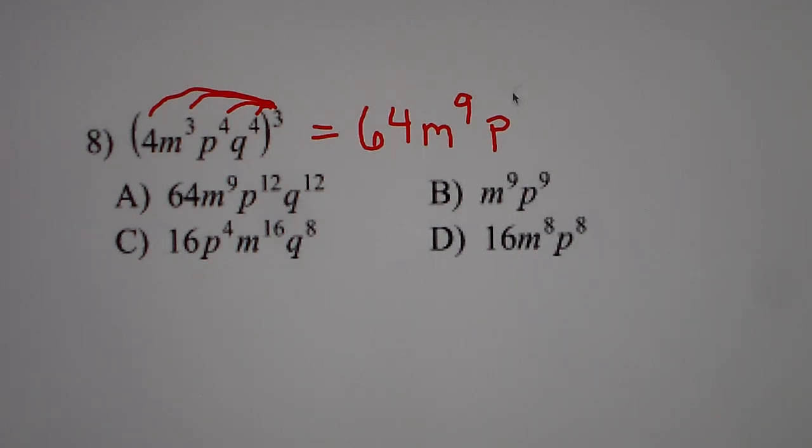Four times 3 gets us 12. And q to the 4th, 4 times 3 also gets us 12. All right, so that's our answer there. So 8 is A.